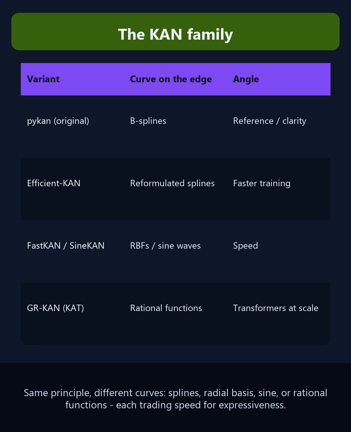KAN is not one thing but a growing family. The original Python library uses B-splines. Efficient KAN reformulates them to train faster. Fast KAN swaps in radial basis functions, Sine KAN uses sine waves, and Chebyshev KAN uses polynomials. Convolutional KANs bring the idea to vision, and group rational KAN powers the Kolmogorov-Arnold transformer. Same principle, different curves on the edges.